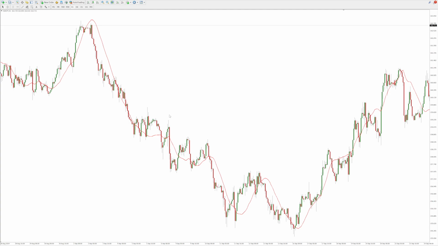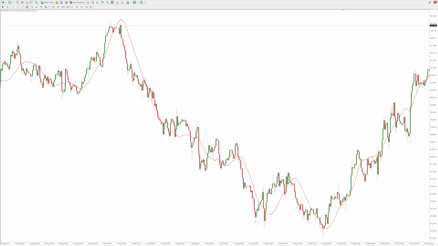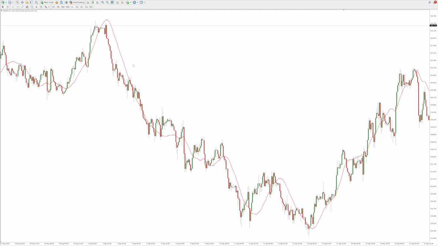I will say from the start here that I personally don't think there's a great difference between using this and the standard moving average, or a combination of moving average crossovers. That being said, it can help you to filter the market in terms of trend direction, which can help you decide if you're going to go short, sell, or you're going to go long and buy.